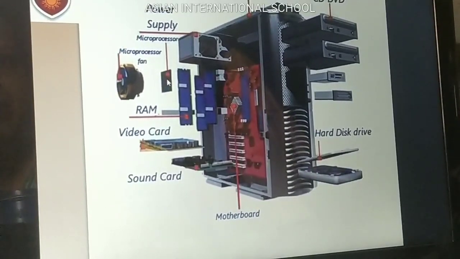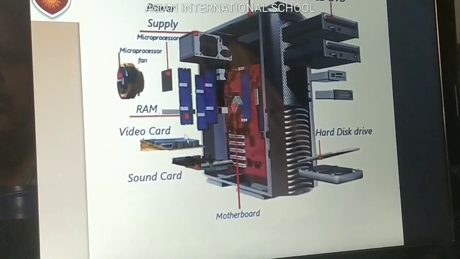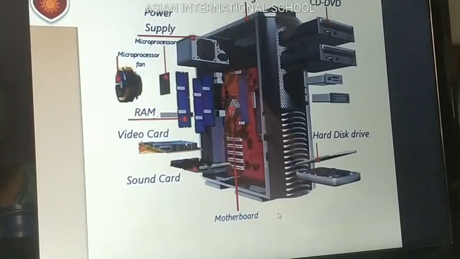So this is the microprocessor. This is the motherboard. In the motherboard we have RAM and the microprocessor. This is the video card we have seen. This is the sound card. This is the hard disk. This is the CD drive and the casing. This is the box we have. So this is all the CPU.